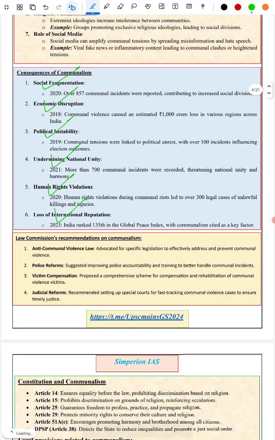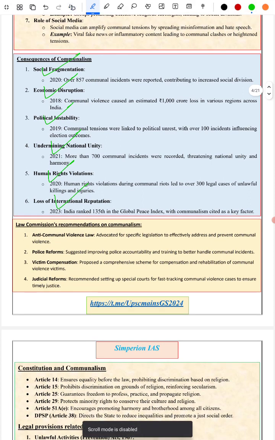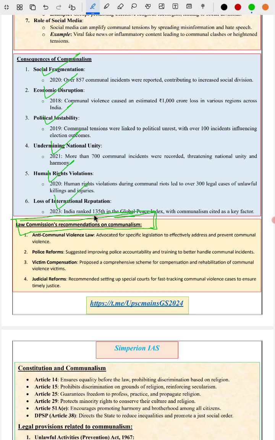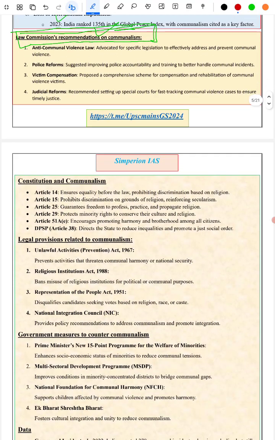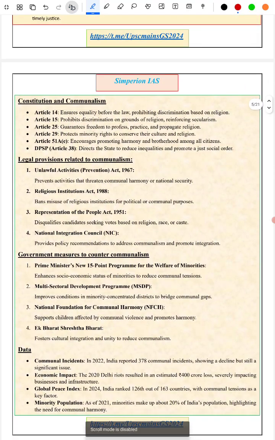Next we have given the Law Commission stand on communalism, the Law Commission recommendations on how to reduce the communal tension in the country or how to eliminate communalism. Next we have covered the constitution and communalism. Article 14 talks of equality, then no discrimination based on religion by Article 15, and we have covered the DPSP and the fundamental duties, etc.